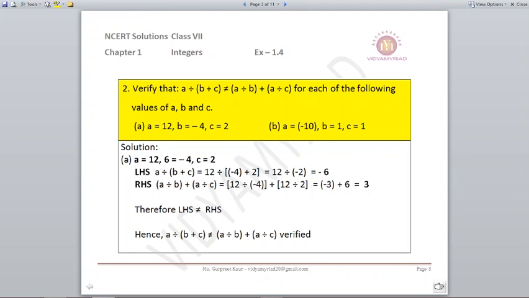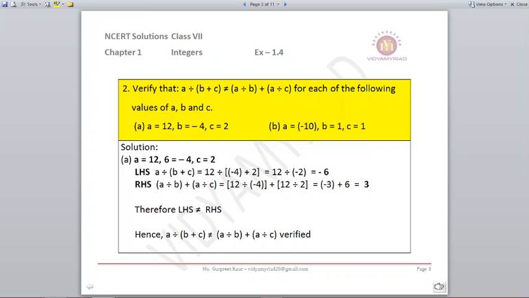Question number 2. You need to verify whether A divided by B plus C is not equal to A divided by B plus A divided by C. You are given the values of A, B, C. We will put them into the left hand side and right hand side and then prove it. In the case of the left hand side, when I solve it, I get 12 divided by, in bracket, minus 4 plus 2, which is 12 divided by minus 2. My answer comes to minus 6.